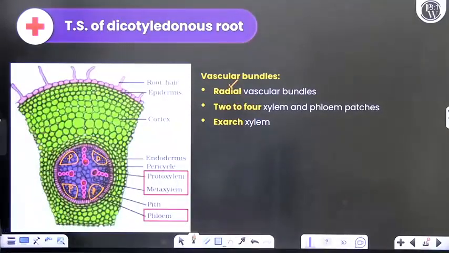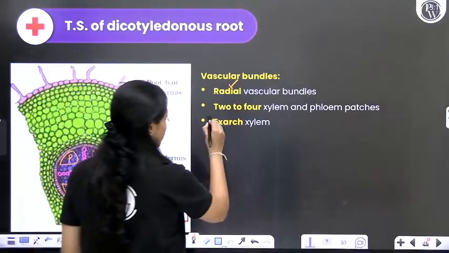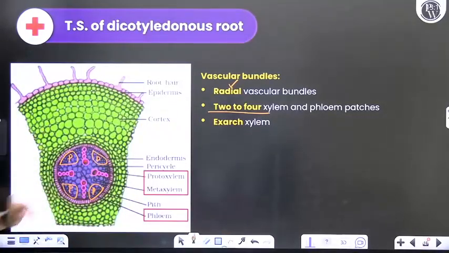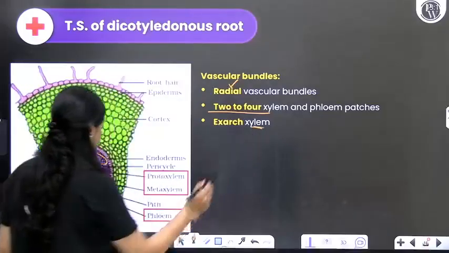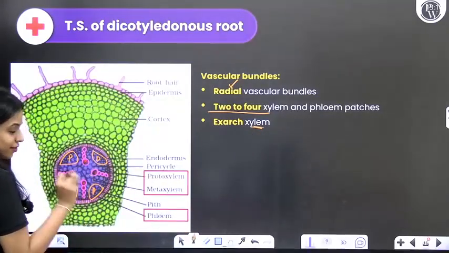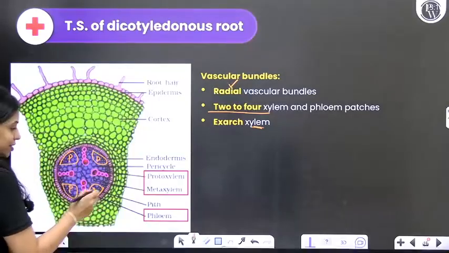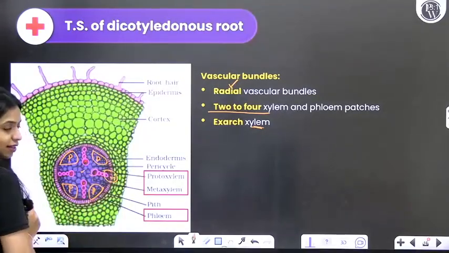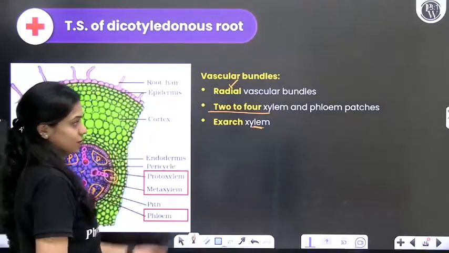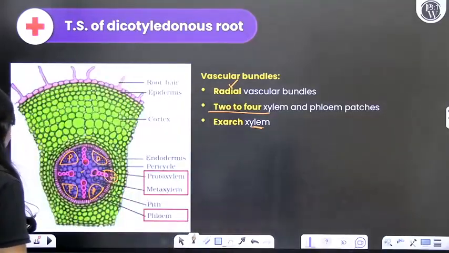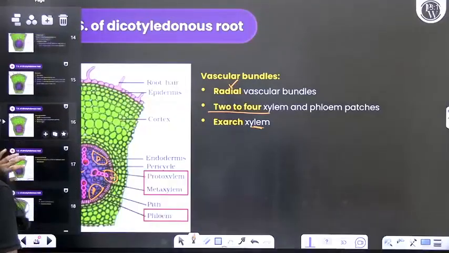The number in dicot varies from 2 to 4. It can be 2 at least, or 4. Look at the xylem now. How is the xylem arranged? Where is the protoxylem facing? Protoxylem is the smallest vessel with the smallest diameter. Is it facing outside or is it facing inside? It's facing outside. If it's facing outside, what is it? Exarch condition. So xylem is exarch. Okay, that's about the dicot root.